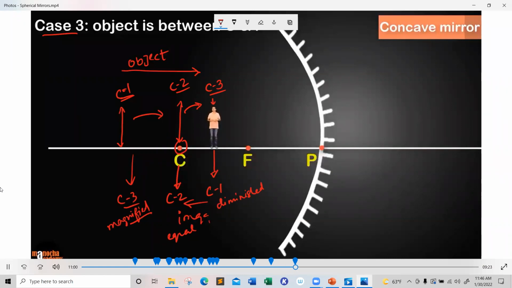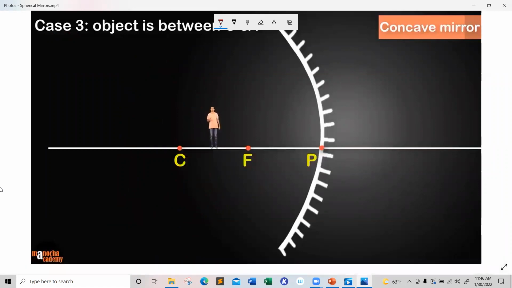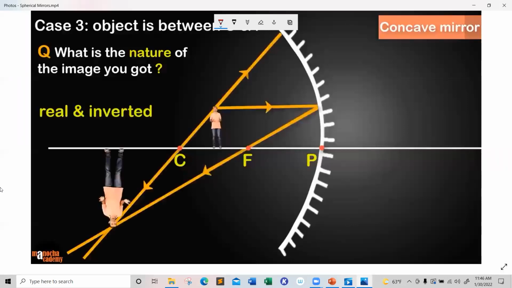and find the image yourself using a ray diagram. Also write down the properties of the image formed. So what is the nature of the image you got? That's right. The correct answer is it's a real and inverted image that's magnified. So this is the ray diagram, and as you can see, the position of the image is beyond the center.